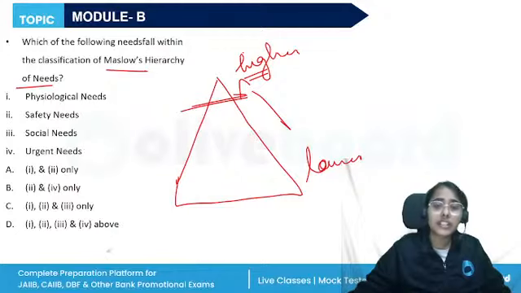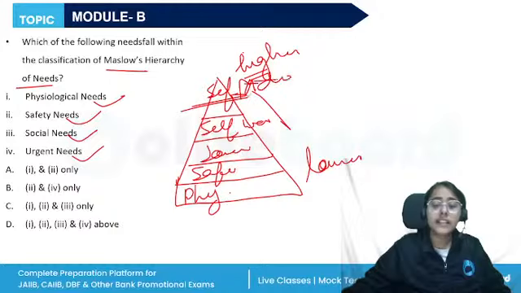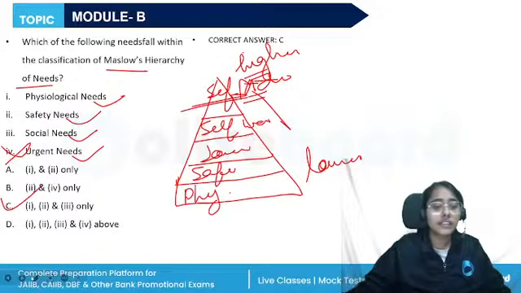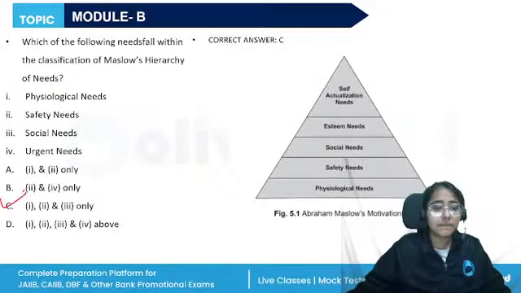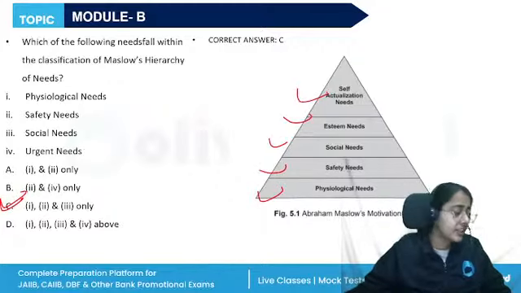It is a multiple selection type question. Physiological, safety, social, esteem and self-actualization. These are the five levels. Urgent needs do not form a part of Maslow's hierarchy. So the correct answer is option C. Option C, right? 1, 2, and 3. Physiological, safety, social, esteem, and self-actualization.